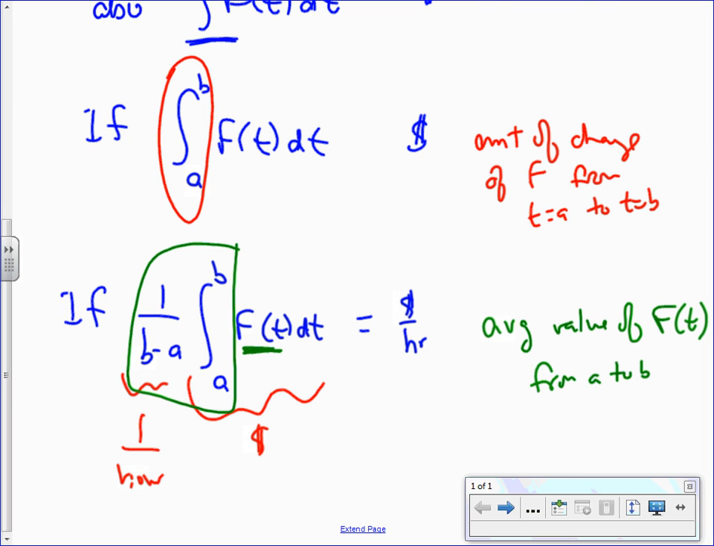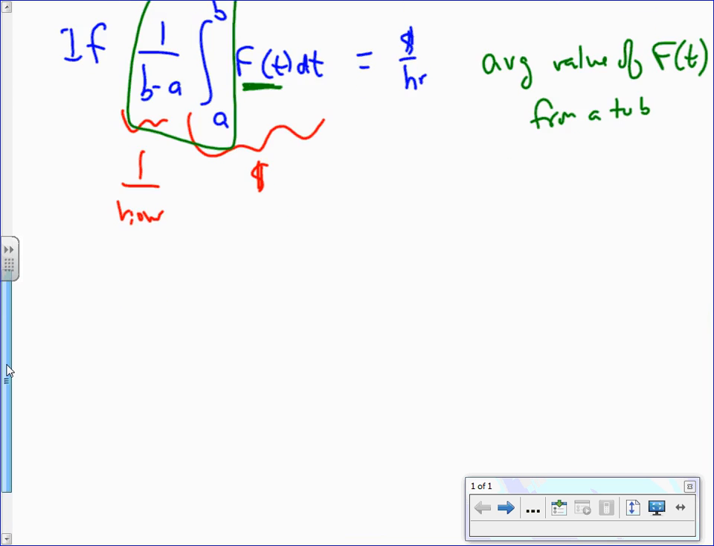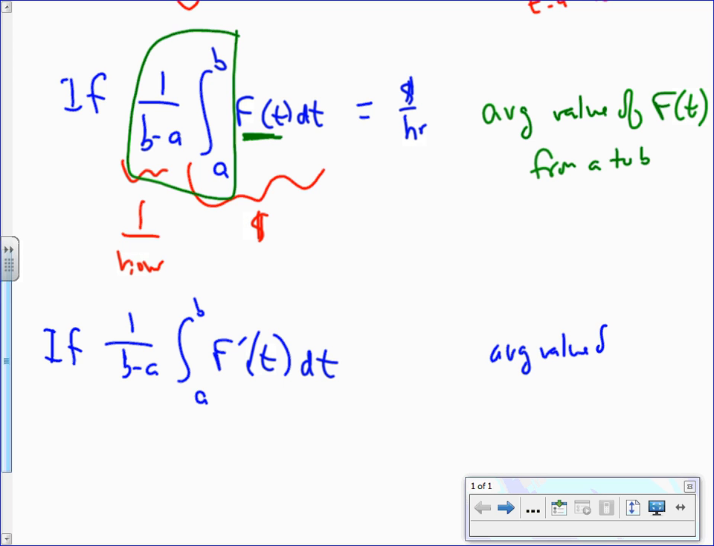Okay? If you compare that to this one, these are the two that people get mixed up. This one that I just did, this average value one, and this one. Okay, similar but not quite the same. Still an average value, because it's 1 over b minus a, the integral of a to b. But it's not the average value of f, it's the average value of f prime.